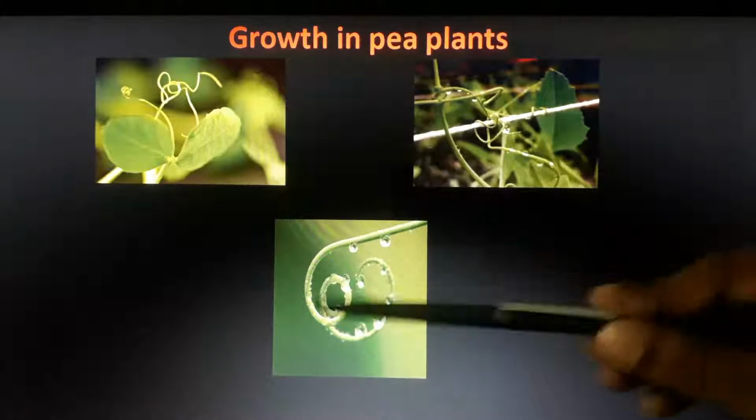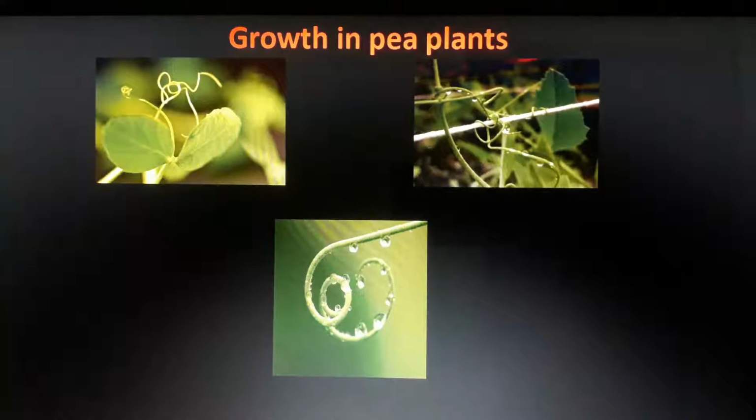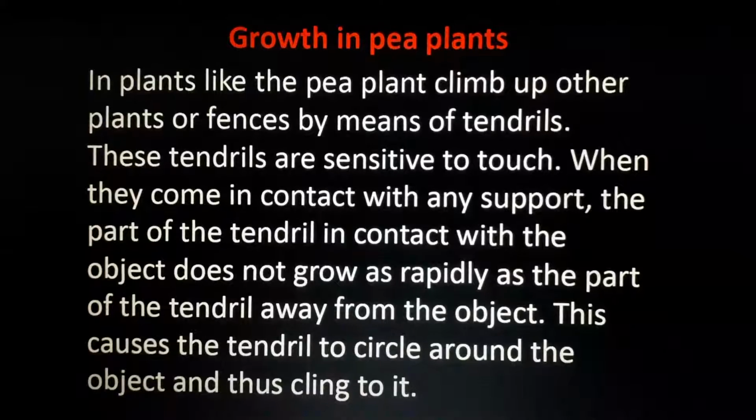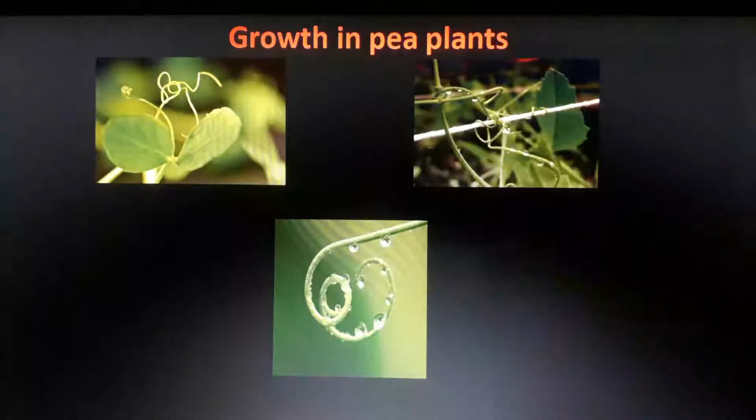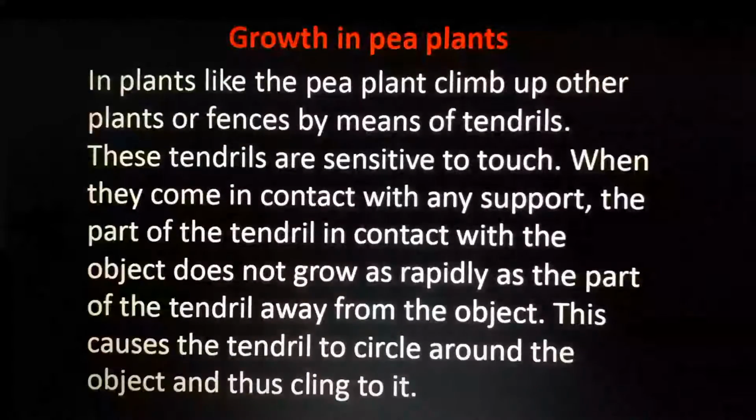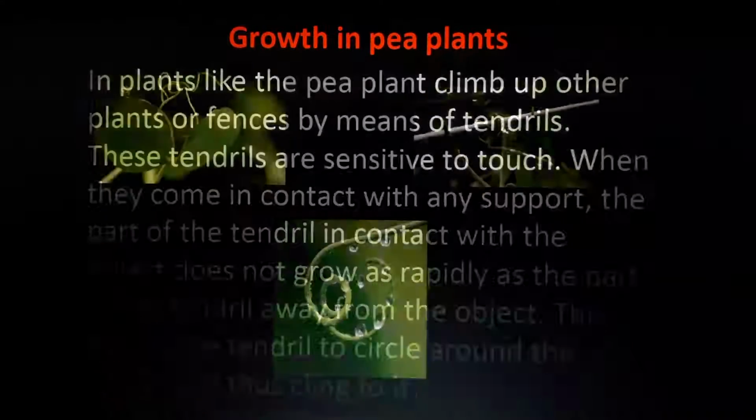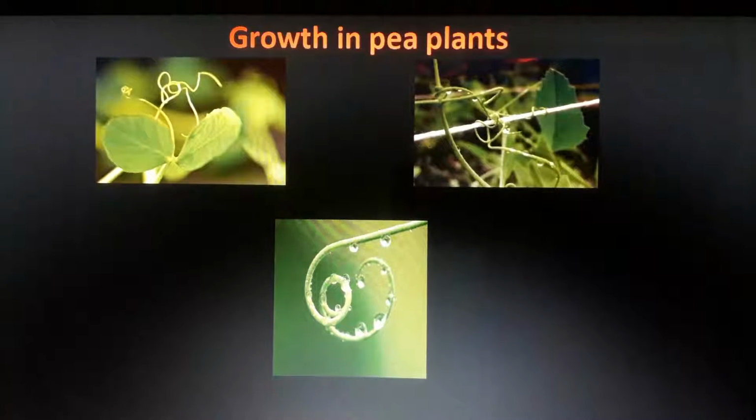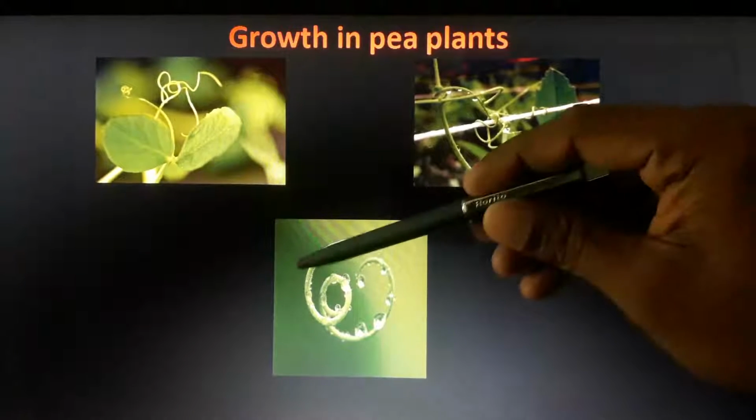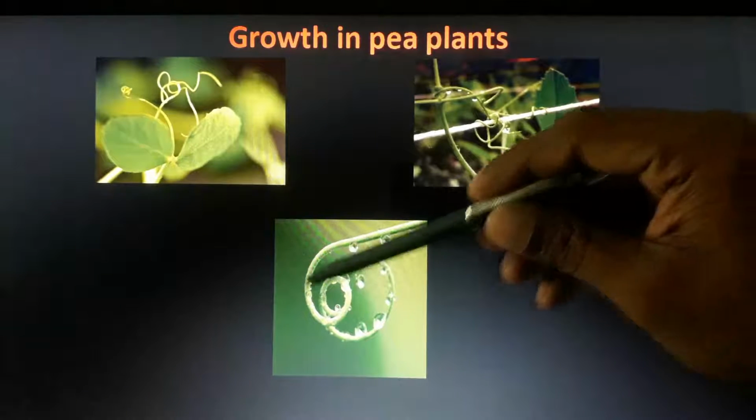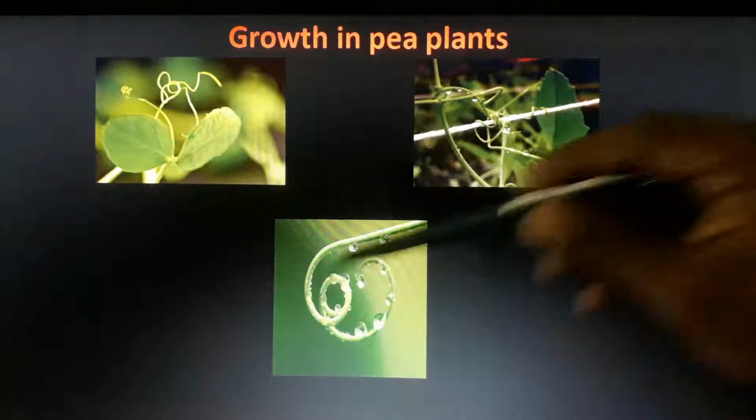You know why this tendril is round in shape? There's a reason. Let's see. Plants like the pea plant climb up other plants or fences by means of tendrils. Tendrils means this spring-like thing. Tell how it is done. These tendrils are sensitive to touch. Understand? If we touch this tendril, it won't grow in that part. If the tendril is growing straight and comes in touch with something, it will bend. That's why these types of rings or circles occur.